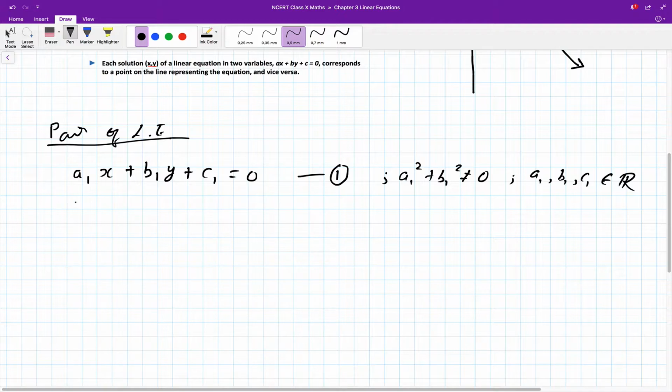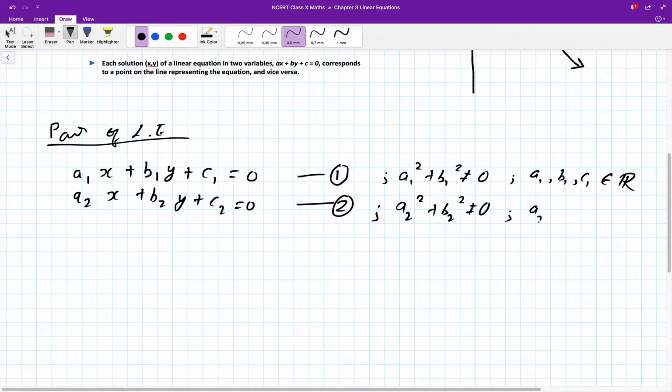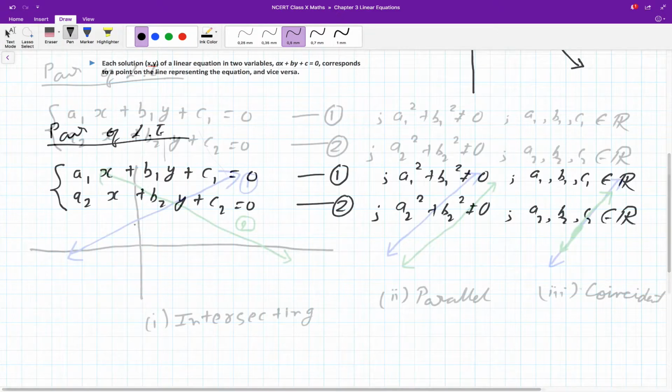So this will be our first linear equation, and the second linear equation will be a2x plus b2y plus c2 is equal to 0. It will also satisfy the same condition, a2 square plus b2 square is not equal to 0, and a2, b2, c2 belong to the set of real numbers. Above we saw that one linear equation gives one straight line. So in the case of a pair of linear equations, we will have a pair of straight lines.